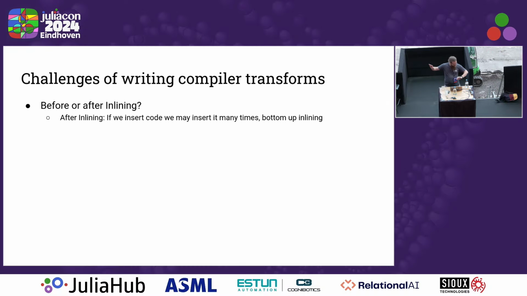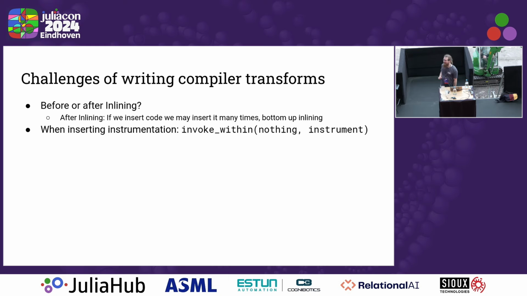One challenge of compiler transformations is, do we do before or after inlining? In the beginning, I was like, hey, let's do everything after inlining. That makes my life so much easier. Except when you then realize that the code that you're inserting, you're now inserting 17 times. Julia does bottom-up inlining. So we inline functions coming from the leaf nodes of the program upwards. So if I'm applying my transformation after inlining, every time I'm applying these transformations over the entirety of the inline graph. And so we get a combinatorial explosion of instrumentation if you're doing instrumentation. So do it before inlining.